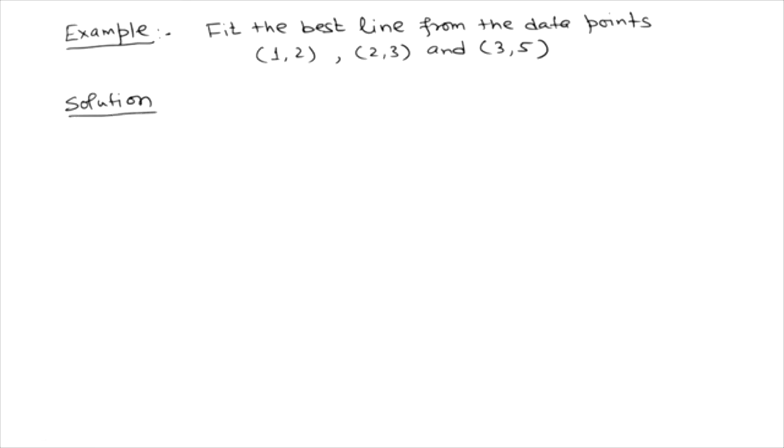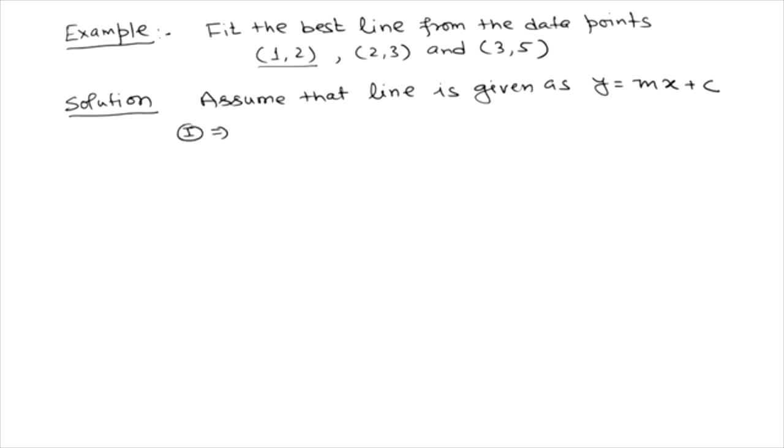So, let us solve this particular example. Here, assume that the line is given as y equals mx plus c. From the first data point, I can write 2 equals 1 times m plus c. Similarly, from the second data point, I can write 3 equals 2m plus c. And from the third data point, I can write 5 equals 3m plus c.